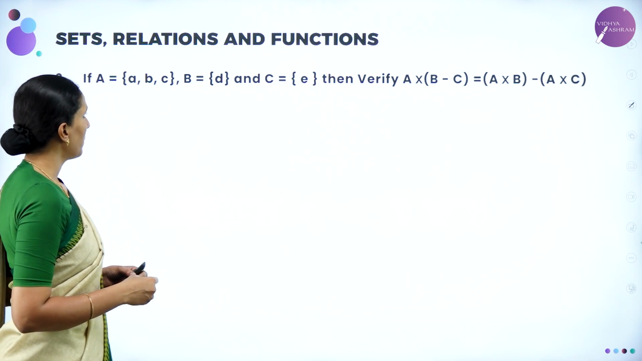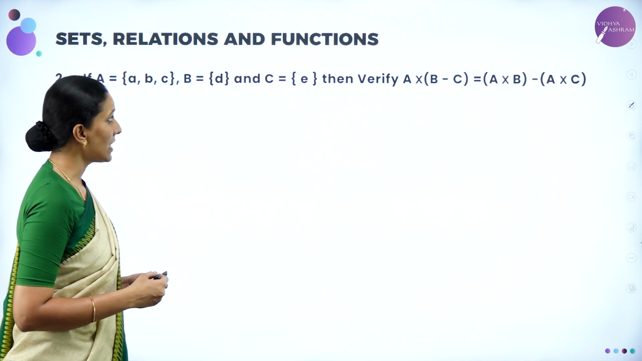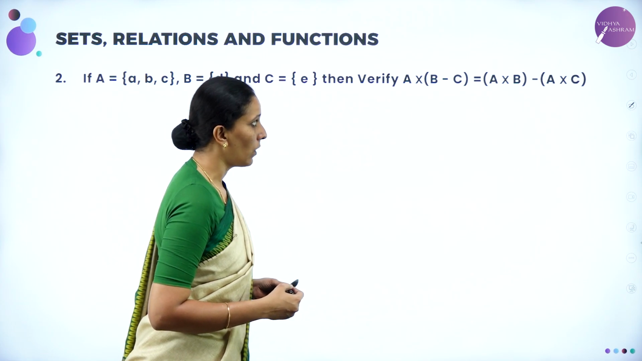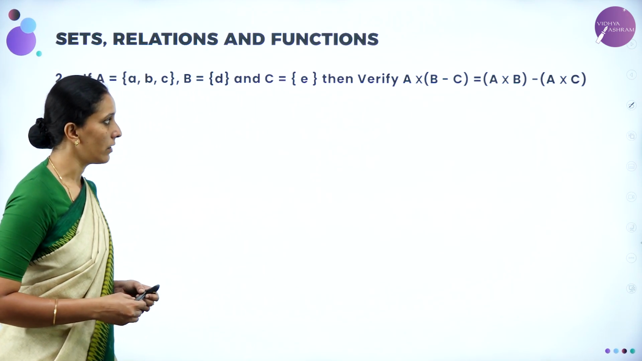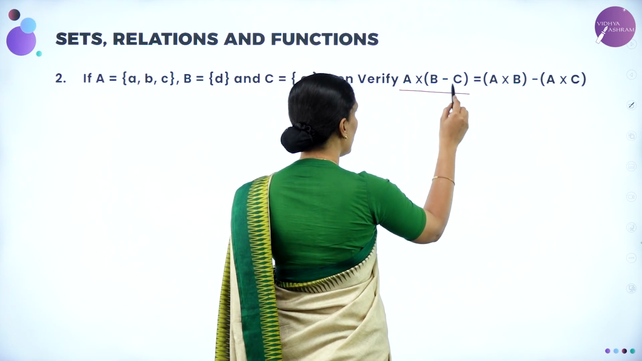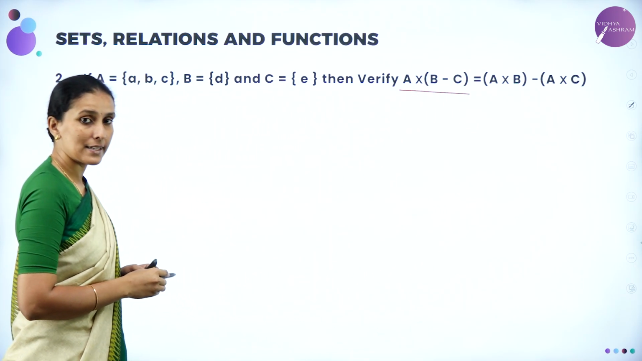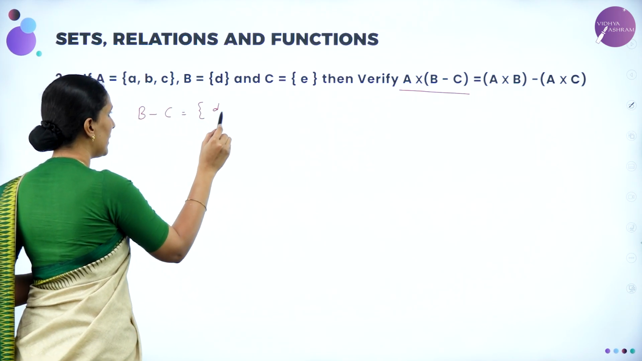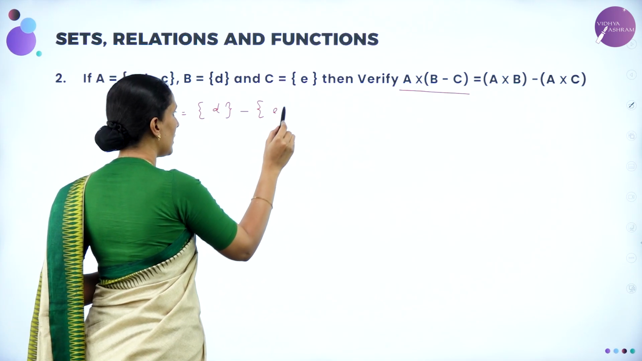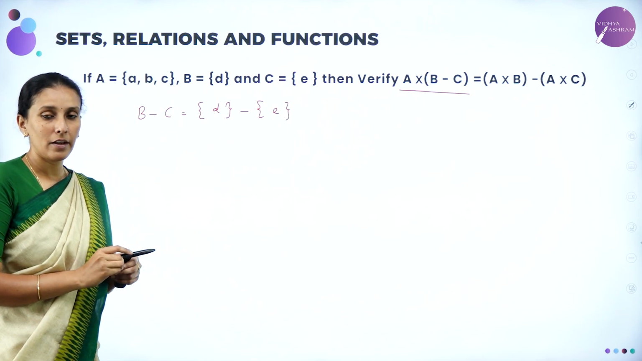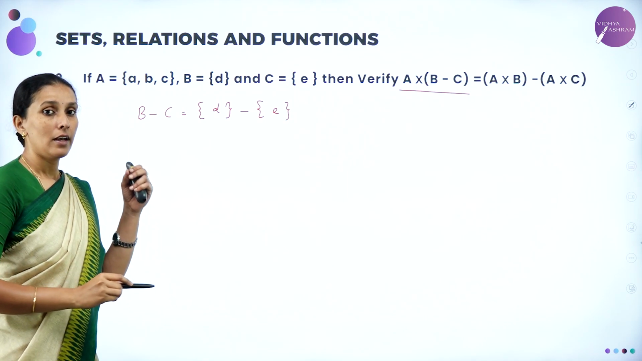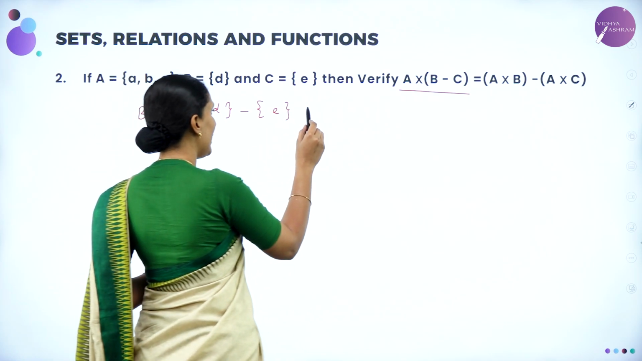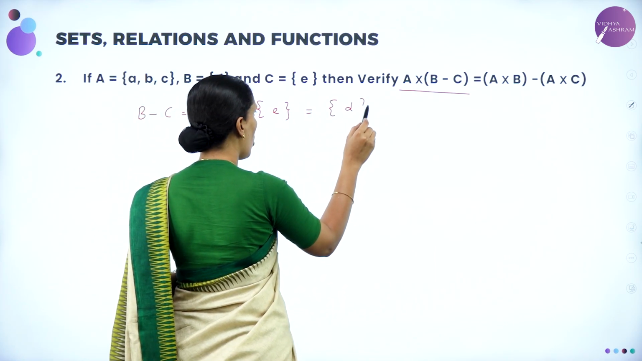Next question. A is equal to {a, b, c}, B is equal to {d} and C is equal to {e}. Then verify A cross (B minus C) is equal to (A cross B) minus (A cross C). Now first let us check the left hand side. First we will find what is B minus C. So when I say B minus C, it is set {d} minus set {e}. So B minus C means, from the concept of sets, only the elements in B, not in C. So clearly d is the element which is only in B, not in C.